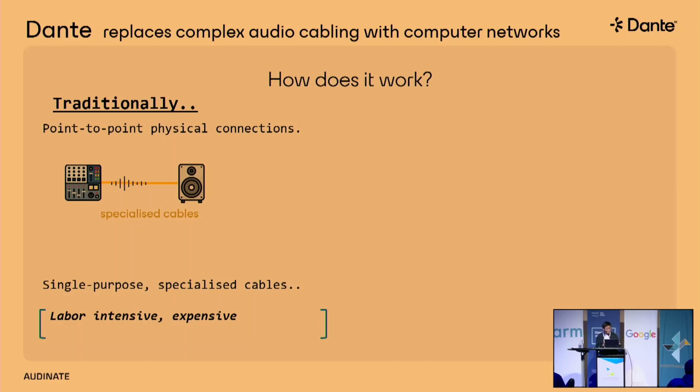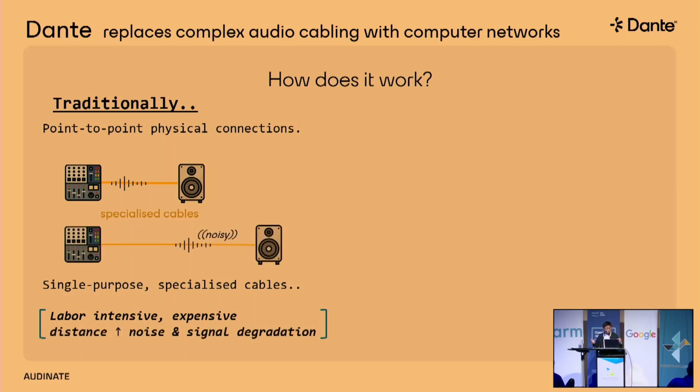When you have a massive AV system where, across venues, you have front of house, you have a big setup with a huge amount of devices such as speakers, microphones, and mixers. In order to do any changes, it would be a really labor-intensive and expensive task. And when you have two devices that have a large distance, it is more sensitive to noise when the distance goes up.